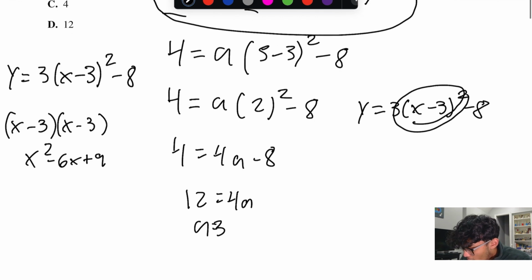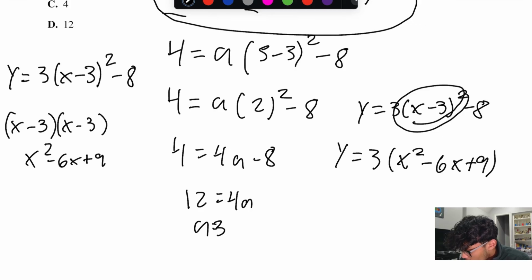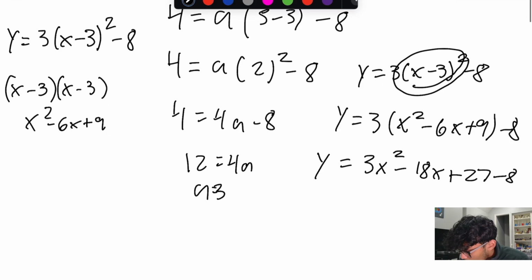Plug that back in here. y equals 3 times (x squared minus 6x plus 9) minus 8. Okay, now we just simplify this. So y equals 3x squared minus 18x plus 27 minus 8. 27 minus 8 is 19. So we get y equals 3x squared minus 18x plus 19.